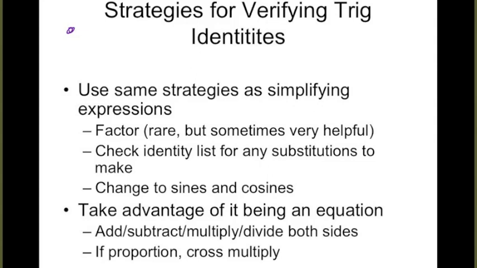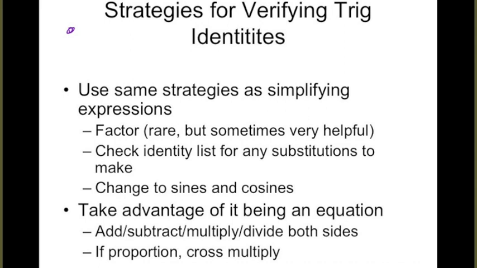Today we're going to look at verifying identities, which is very similar to simplifying expressions. In the first half of the lesson, we talked about how to simplify expressions. We had three main strategies there: that we would factor sometimes. It's a good thing to do when we can, but it's not something we expect to do every time. Then we used substitutions from our identity list. And then we changed our functions into all sines and cosines instead of using all 6 trig functions. We limited it down to just sines and cosines, and that sometimes allowed things to cancel out.